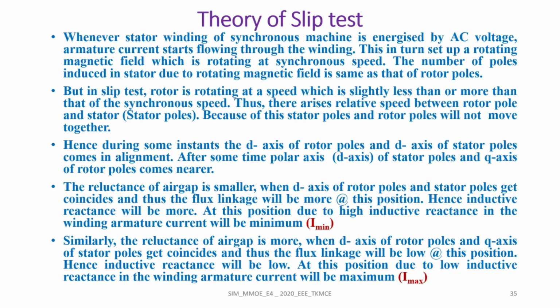If armature current is maximum, more voltage is getting dropped across the transformer winding. Thus, as the terminal voltage is constant, less voltage is available across the armature winding. Thus, corresponding to I max, the voltmeter indicates minimum value. So from this minimum value of voltage indicated by the voltmeter and maximum value of current indicated by the ammeter, we can calculate quadrature axis reactance. Thus, the voltmeter and ammeter fluctuate between maximum and minimum value.